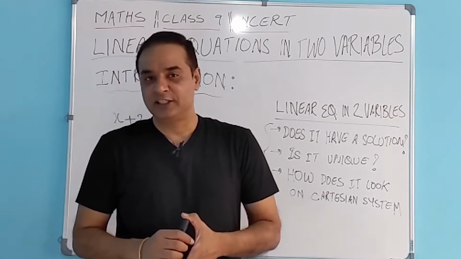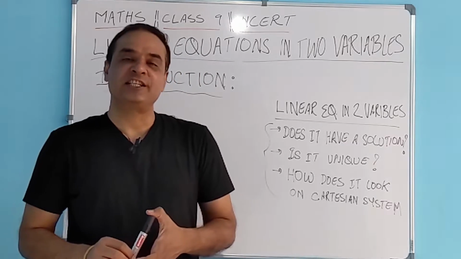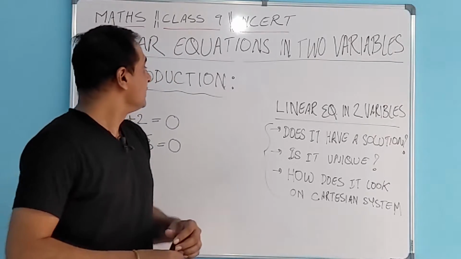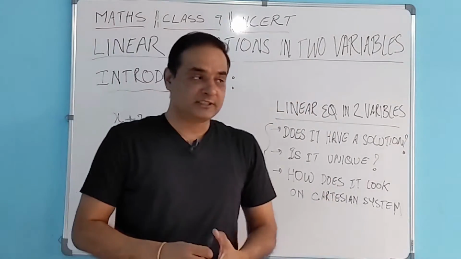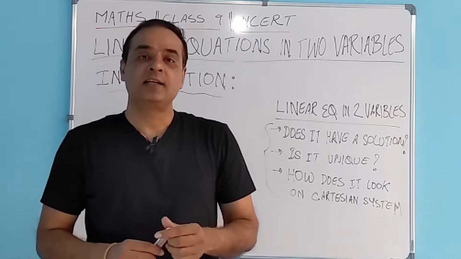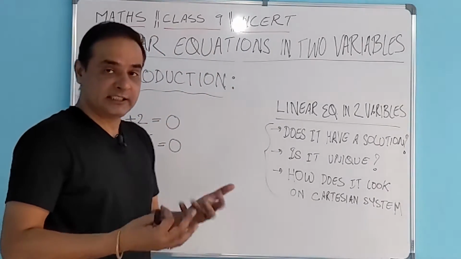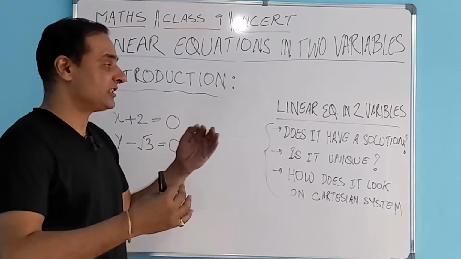Today we are going to learn the chapter linear equations in two variables. So let's jump into it. So, linear equations in two variables. First question we need to ask: what is a linear equation? So एक linear equation वो equation है which represents a line.